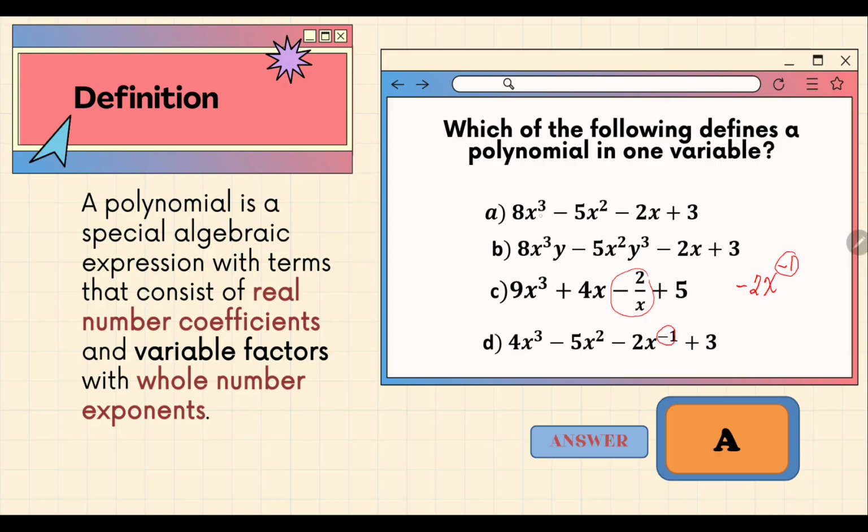While in A, the variable is x, the exponent is 3, the exponent here is 2, the exponent here is 1, and it is understood that the exponent of the variable factor in 3 is 0. That is x raised to 0. And what is any number aside from 0 raised to 0? That is equivalent to 1, making 3 times 1 still equivalent to 1. Thus, the answer is A. Try the second item.